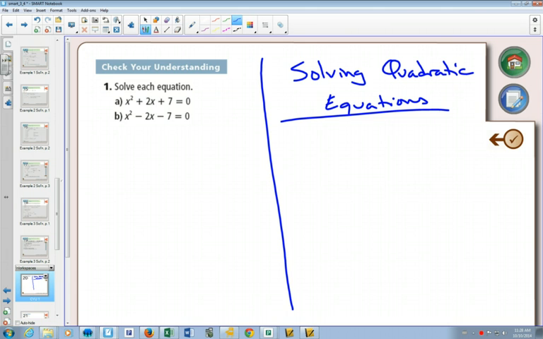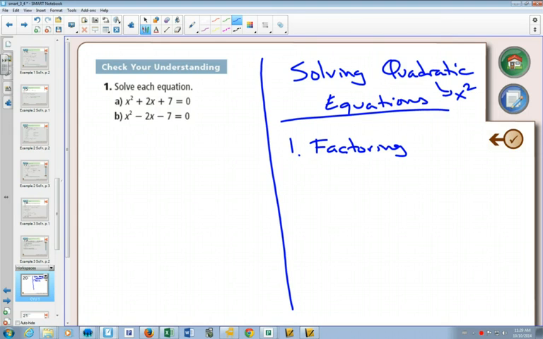So, solving so far. Any quadratic equation, that's any equation with an x squared. The first thing we learned was factoring. Make one side equal to 0 and factor. That was the first thing that we learned.